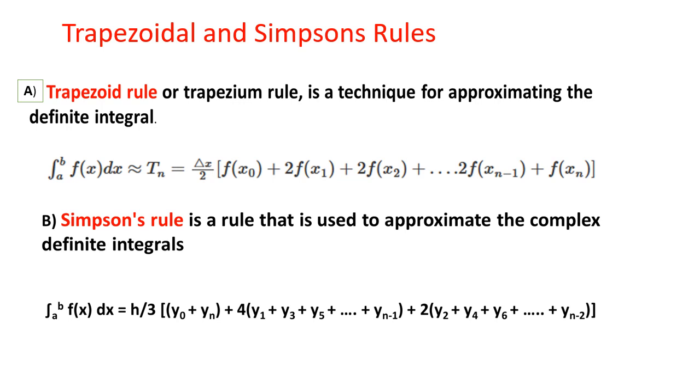Whereas Simpson's rule is a rule that is used to approximate complex definite integrals. So the integral from a to b of f(x) dx equals h over 3 times the quantity y0 plus yn plus 4 times (y1 plus y3 plus y5 plus up to yn minus 1). Of course, you have that one plus 2 times (y2 plus y4 plus y6 up to yn minus 2).